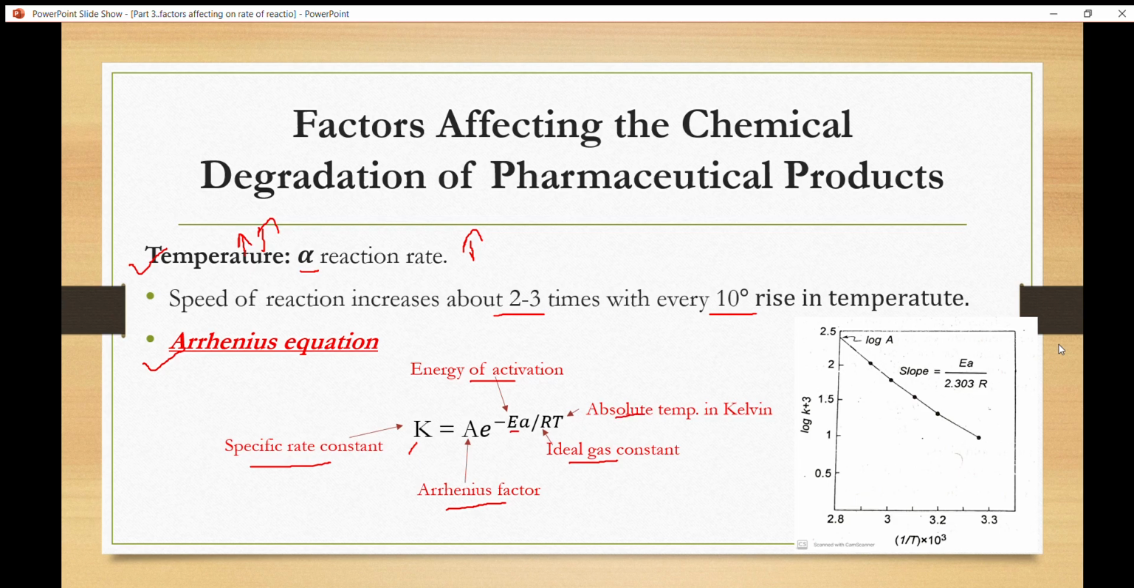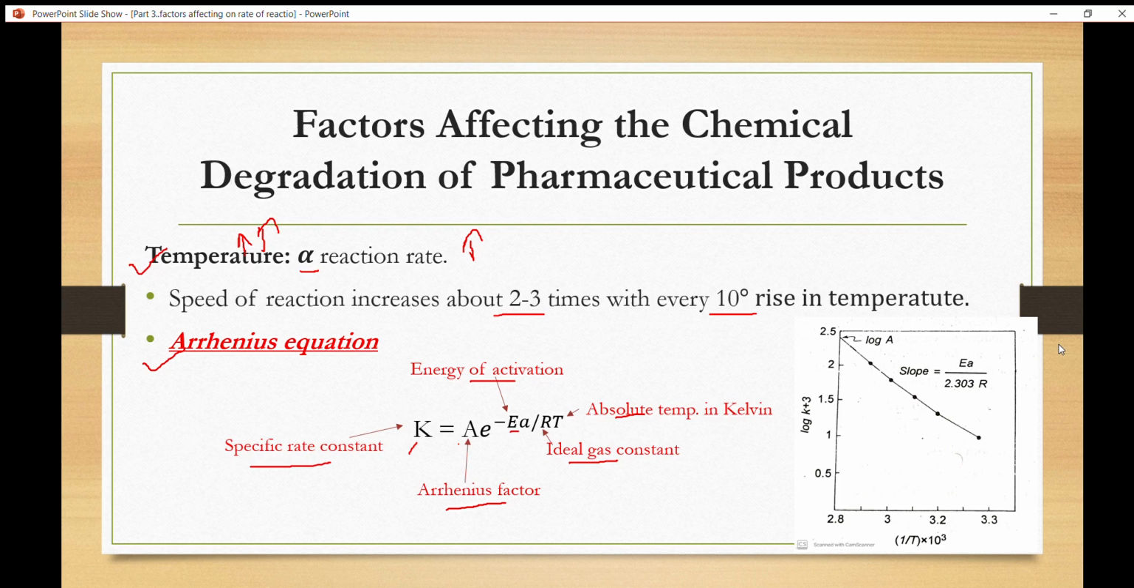Activation energy is nothing but the energy required to start the reaction. The Arrhenius factor, that is A, is defined as the frequency of collisions which can occur between two molecules.